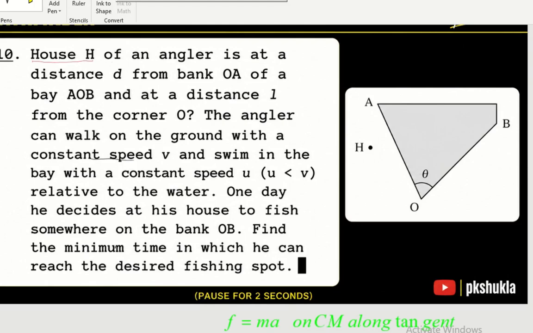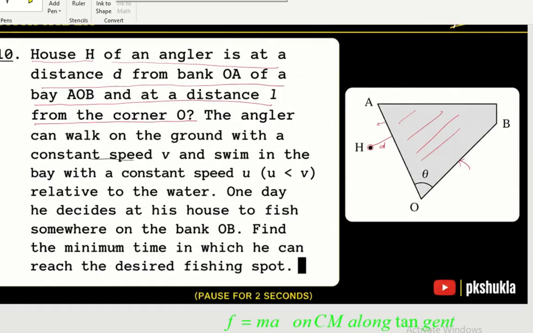House H of an angler is at a distance d from bank OA of a bay AOB and a distance L from the corner O. So there is an angler. An angler is a person who fishes by hobby, and this is the house of that angler. This angler is at a distance d from this bank. This is a bank. This is also a bank.